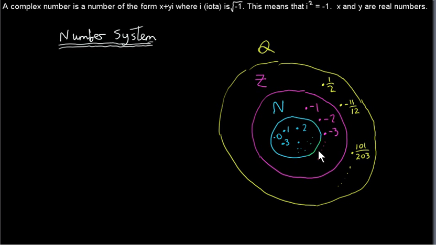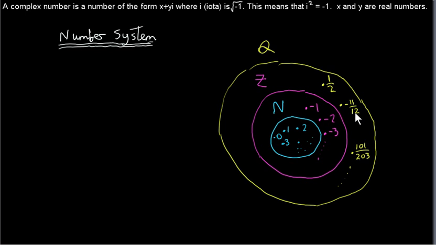These sets in turn are subsets of a larger set denoted by the letter Q. Q stands for the set of rational numbers, that is, numbers that can be written as ratios of integers. So for example, a half is the ratio of the integers 1 and 2. It's 1 over 2. You can see that it doesn't belong in set Z because it's not an integer.